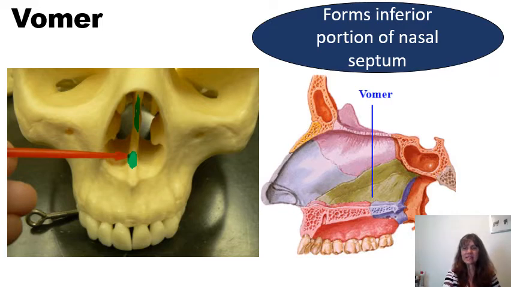We can see the ethmoid bone with the crista galli here. The cribriform plate would surround it here. And then the perpendicular plate of the ethmoid bone is right here. So we've got the ethmoid bone superiorly, the vomer inferiorly, and the rest of the nasal septum is made up with hyaline cartilage.